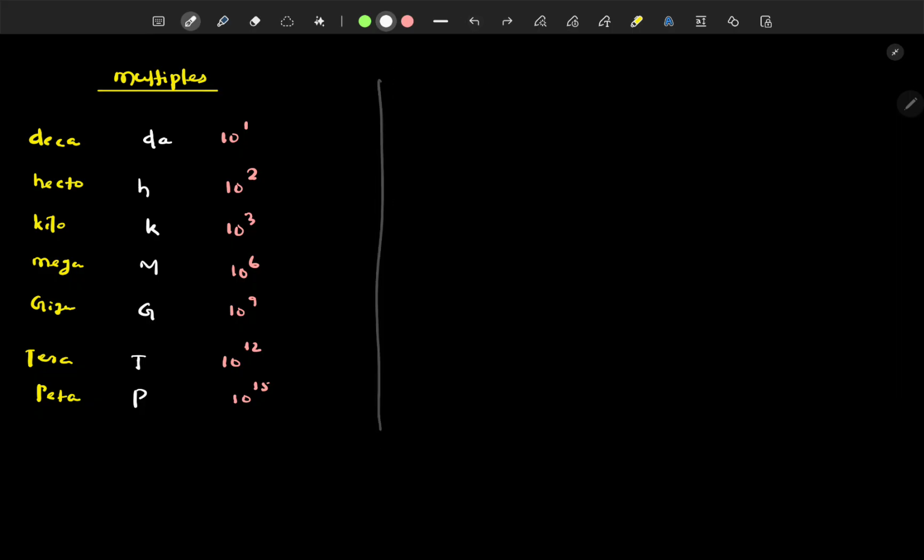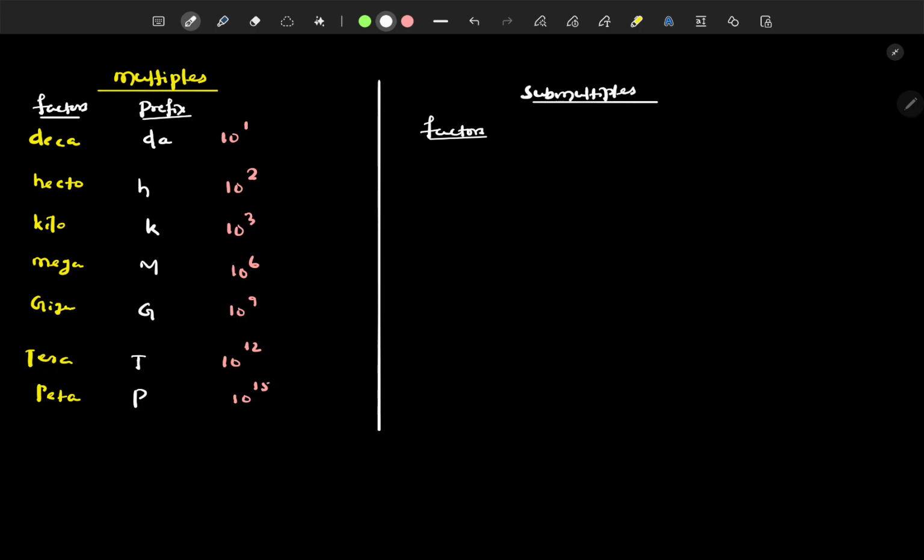Then let's discuss some sub multiples. Sub multiples, what are they? First we have to write factors. Here deca, hecto, kilo, all these are factors. Then this is the prefix. Prefix means which is fixed before, then its symbol or its value.